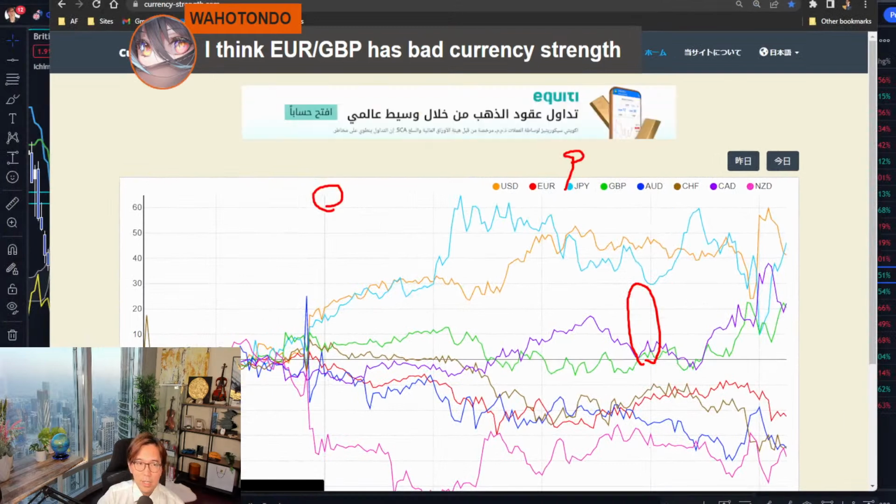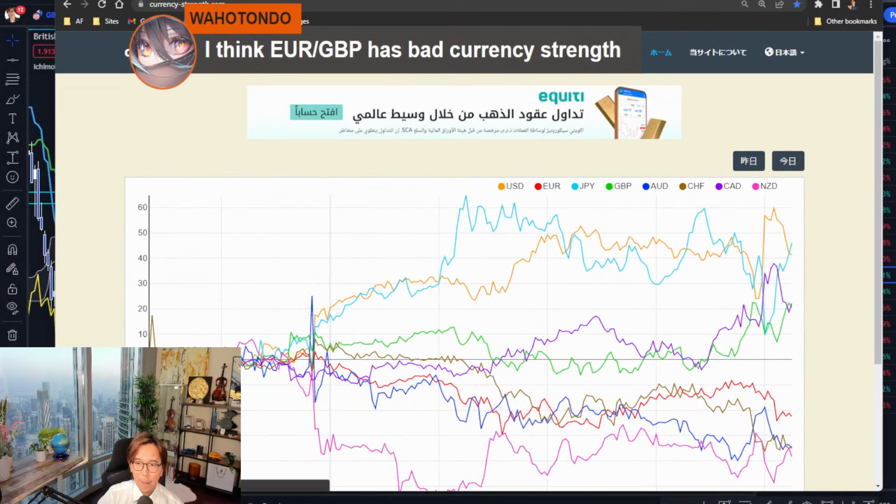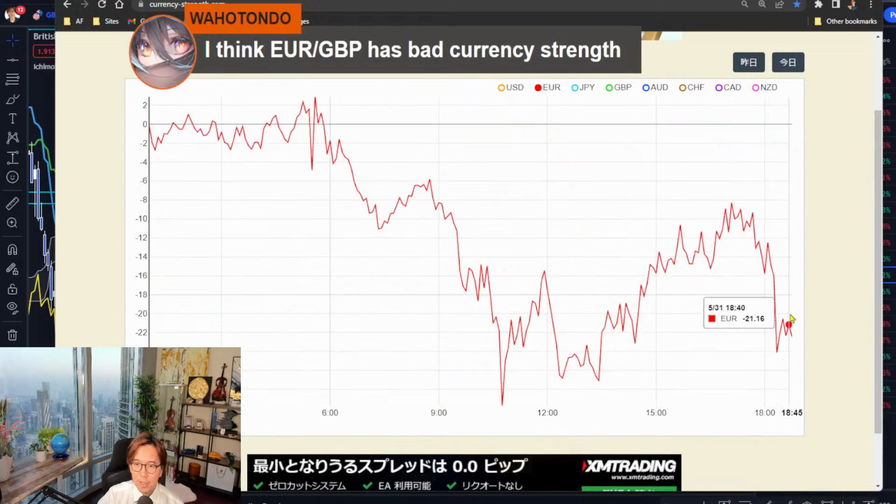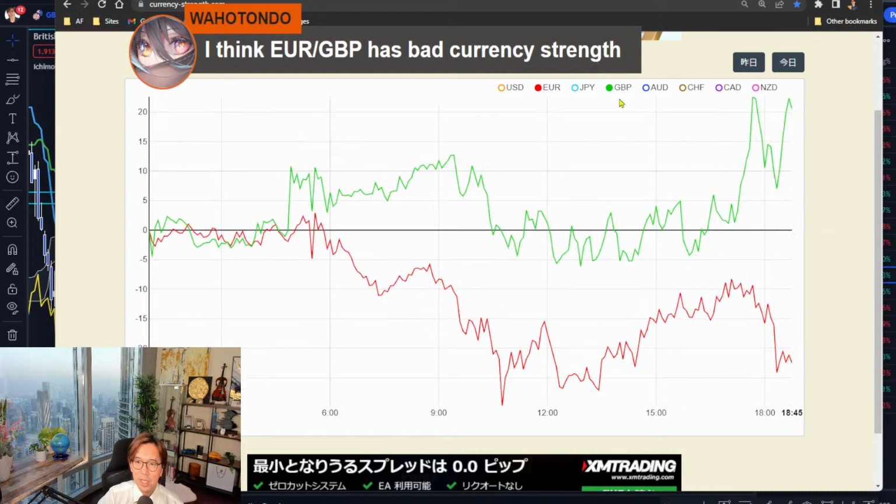Okay, and here is the strength chart and Euro and Pound. So Euro is now minus 22, and Pound is now plus 20. So Euro Pound is good in terms of the strength chart. Yeah, it's got enough distance between these two levels.